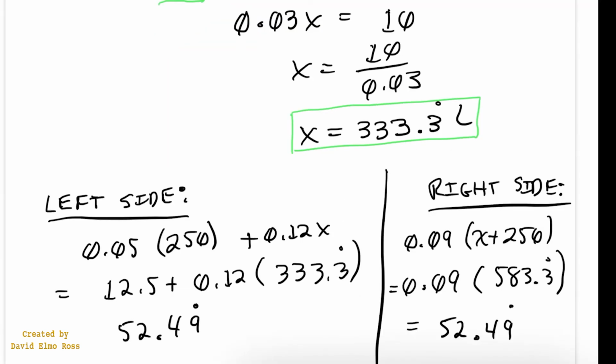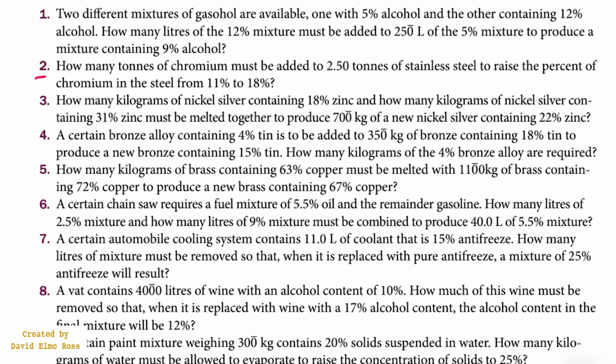Let's make sure that this works by doing our checking. If we look at our left side and put 0.05 times 250 plus 0.12x, we end up with a number 52.4 and the 9 repeated. If we look at our right side, we do the same sort of substitution here. We end up again with 52.4 and the 9 repeated, which means this is definitely the correct answer for our problem. Let's take a look at question 2.